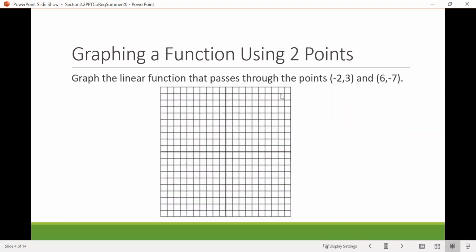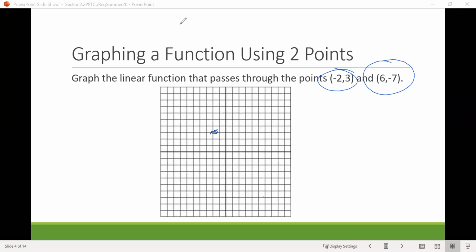So if we're going to graph a function using 2 points, here we are given the points -2, 3, and 6, -7 on the line. So we can go ahead and graph those. -2, 3 means if we started at the origin, we go to the left 2 and up 3. Get a point there. And then 6, -7 means go over 6, so 2, 4, 6, and down 7, 2, 4, 6, 7 to here.